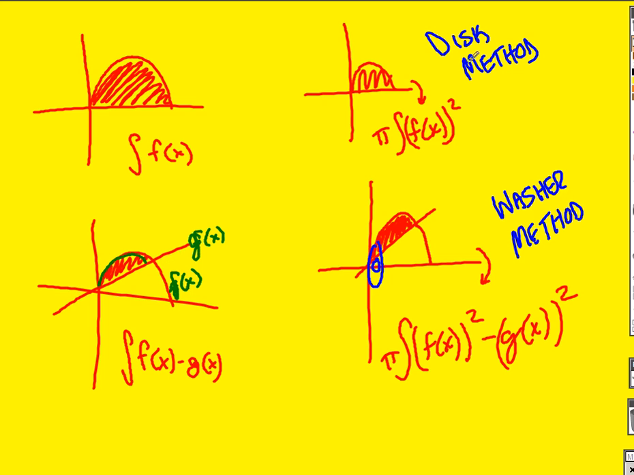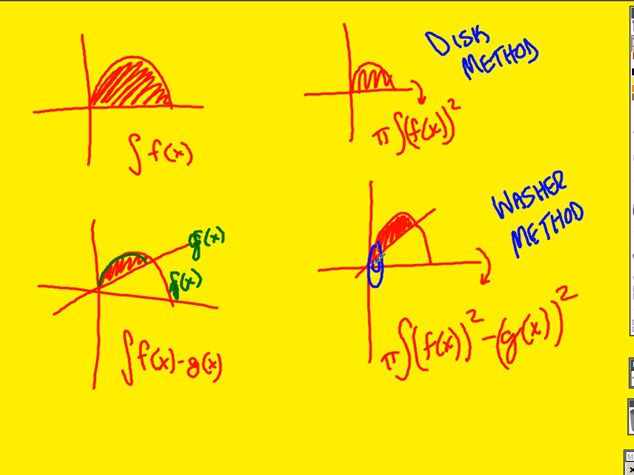Then we started doing volume, our disk method. When we rotated it, we did pi times now our function squared, like pi r squared. Well, now we can do the same thing where we have two functions. The area between the two functions, that's what's being rotated. And it kind of makes these little washer things, these disks with holes in them.